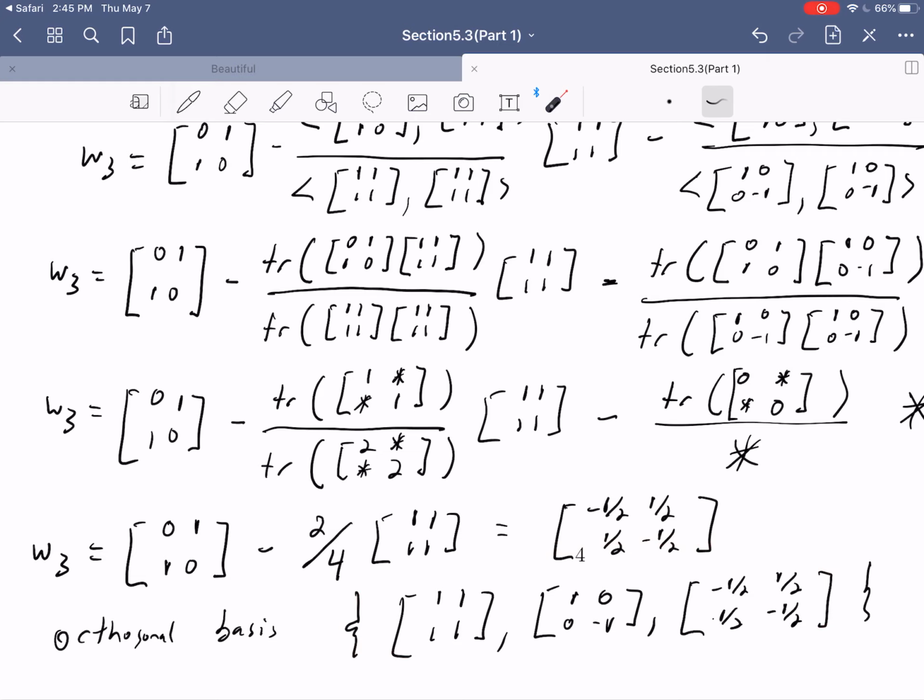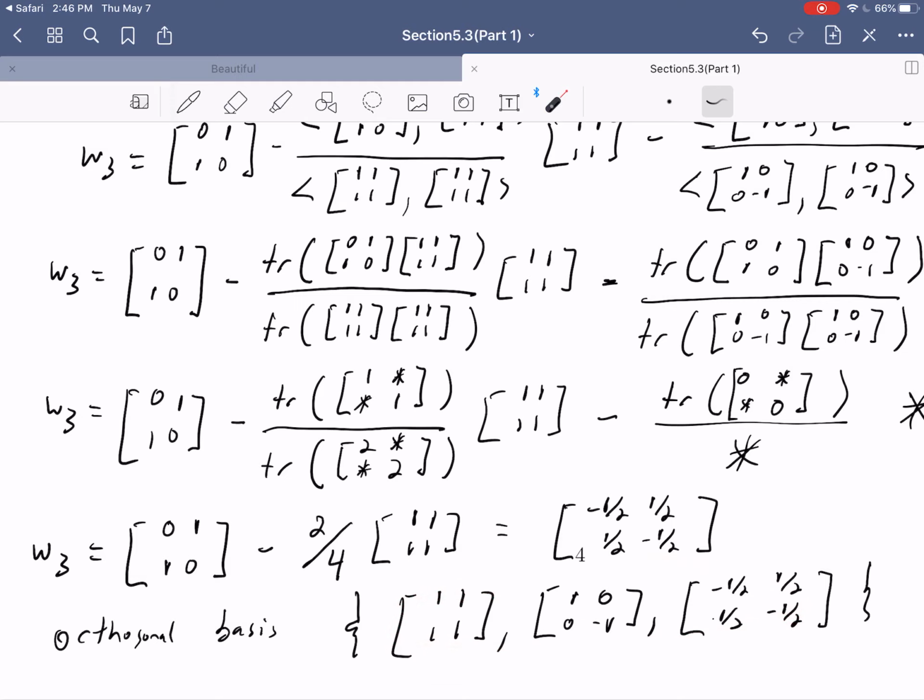If you guys want, on your own, you can confirm that the inner product of these two, the inner product of these two, and the inner product of these two are all 0. You should also sort of believe that this would form a basis for the symmetric matrices, because you will notice that all of these are indeed symmetric matrices.